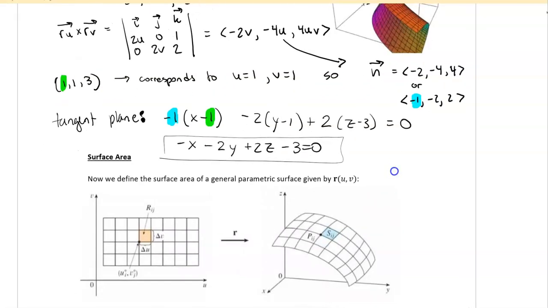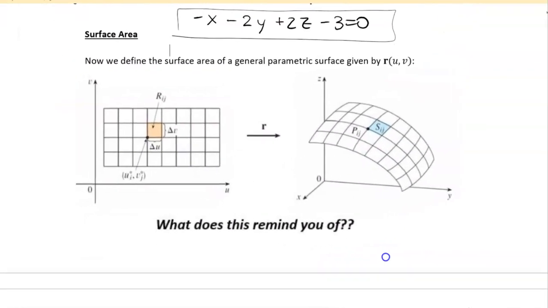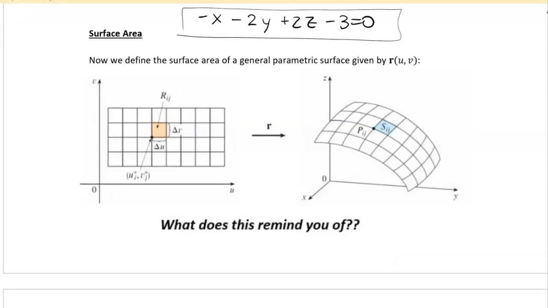All right, now we're going to start talking about the surface area of our parametric surfaces. So let's define surface area for our general parametric surface. Think about our rectangle in UV space right here. So we have a nice little sub-rectangle right there who has a length of delta U and delta V, length and width. You'll notice that at our bottom corner, we're using that as some U sub I star and V sub J star. And that is our R sub ijth area.